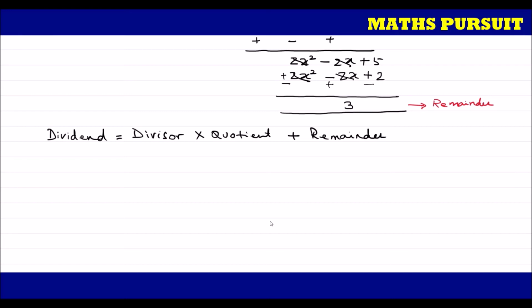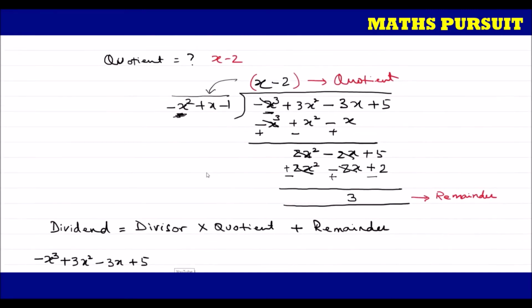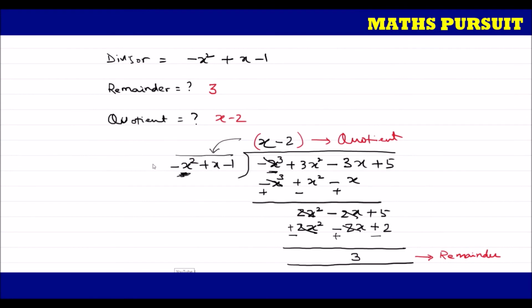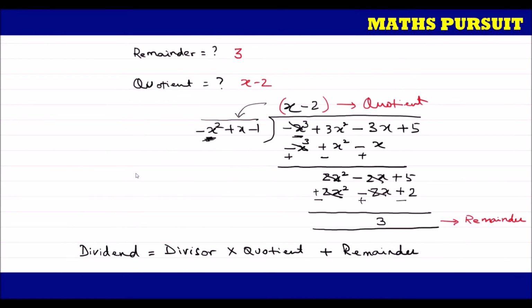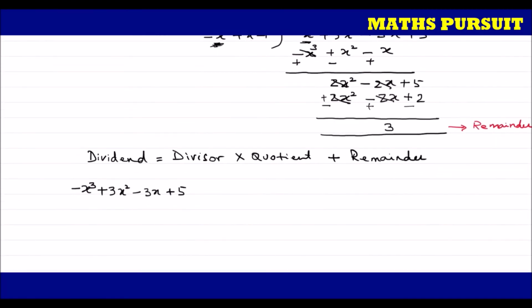The dividend here is minus x to the power 3 plus 3x to the power 2 minus 3x plus 5, and the divisor is minus x to the power 2 plus x minus 1. The quotient we got is x minus 2, plus the remainder we got as 3.